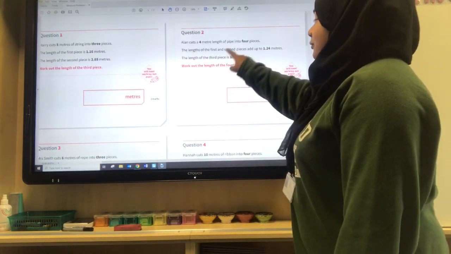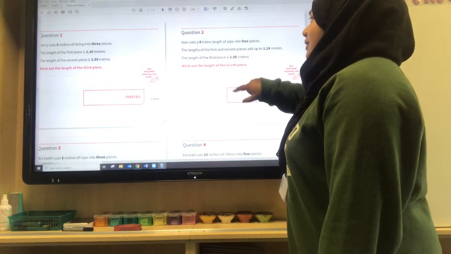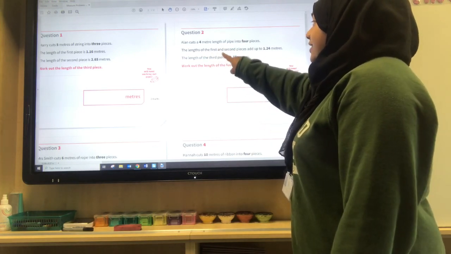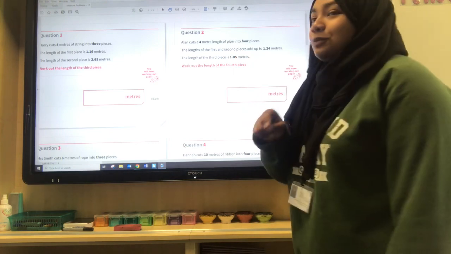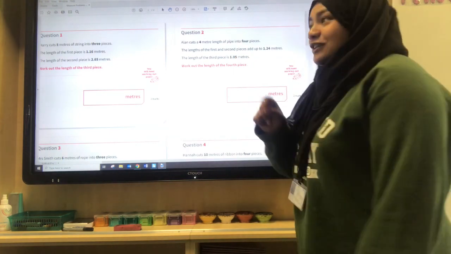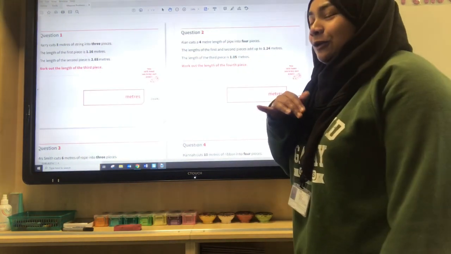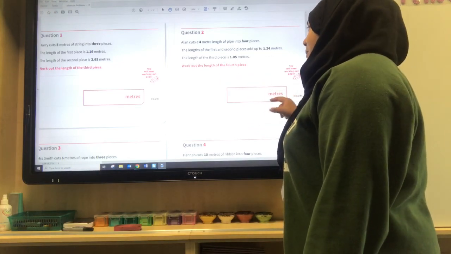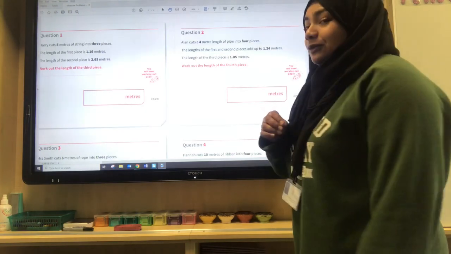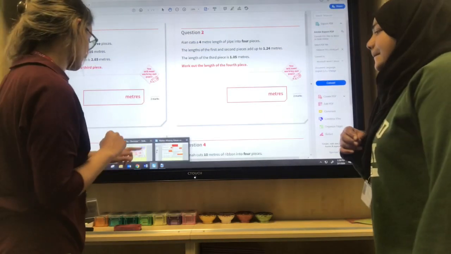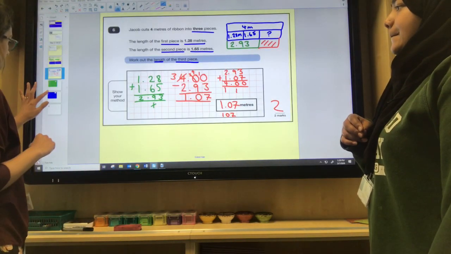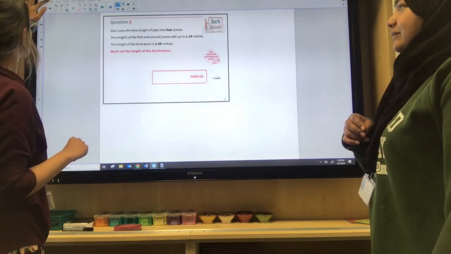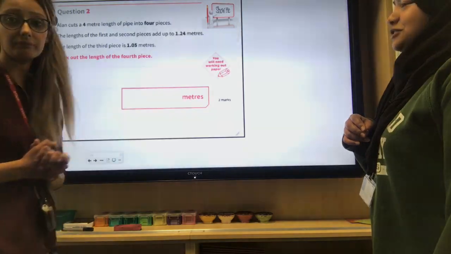So this one, for example, says, good old Alan cuts a 4 metre length of pipe into 4 pieces. The lengths of the first and second pieces add up to 1.24 metres. So listen to that carefully because it's quite a lot of things you need to do for this particular question. The length of the third piece is 1.05 metres. Work out the length of the fourth. Okay? And I think for that one there, Miss Mia, before we actually go back, I was thinking there was a help me one here. In fact, it was a show me one, and it was that question two. And I actually think it would probably be a good idea for me to show them.